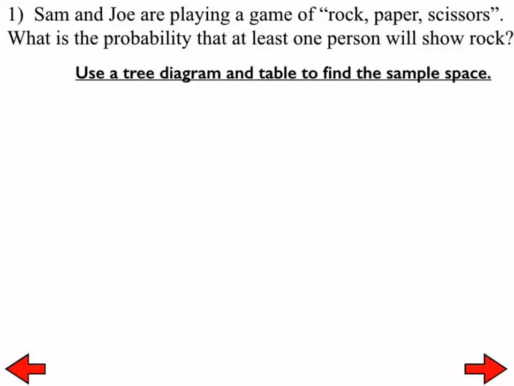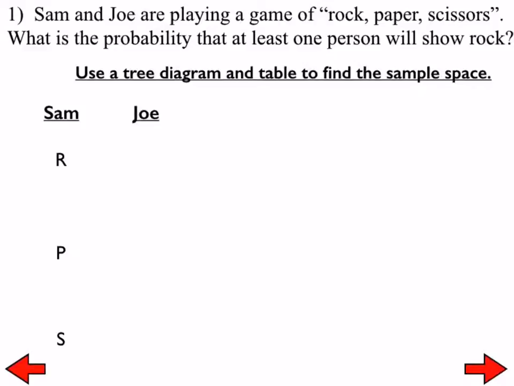What is the probability that at least one person will show rock? Well, the easiest way is to use some sort of method, whether it be a tree diagram or a table or a list, to figure out that sample space. I'm going to use a tree diagram. So we have Sam, and Sam could either choose rock or paper or scissors. I'm just using capital R for rock, capital P for paper, and capital S for scissors.